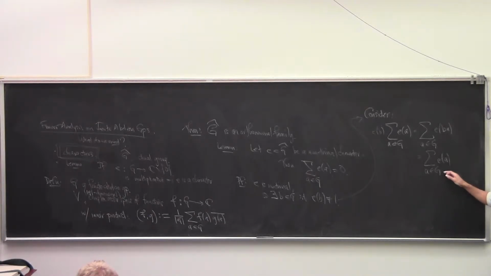Is that okay for everybody? Jennifer, does that make sense? Okay. If you're summing over everybody in the group, and then you multiply on the left by B, you've just permuted the guys. All you've done is permuted the group. And then you're summing over the whole group again. So it doesn't change anything.